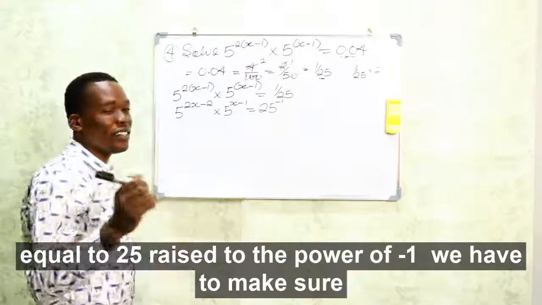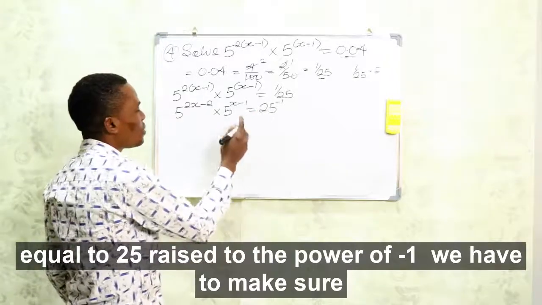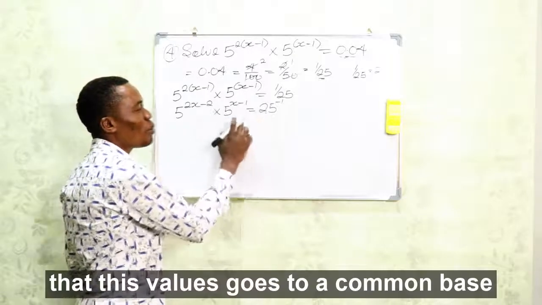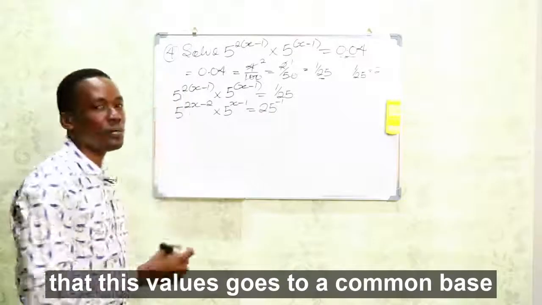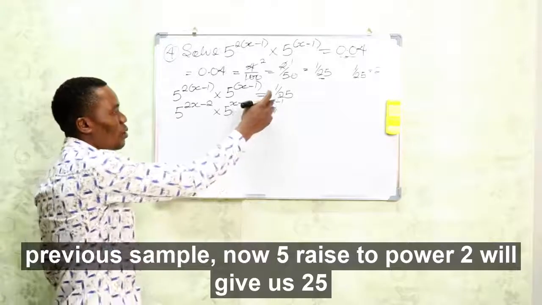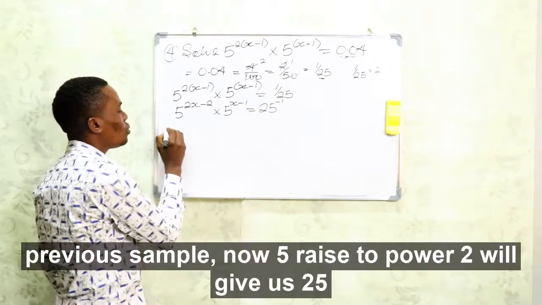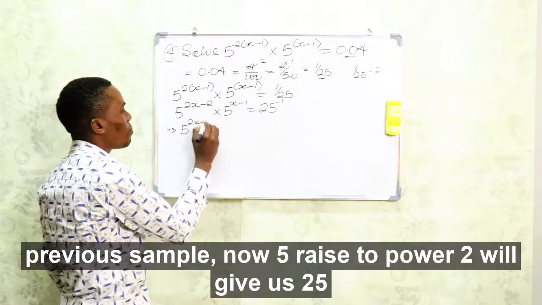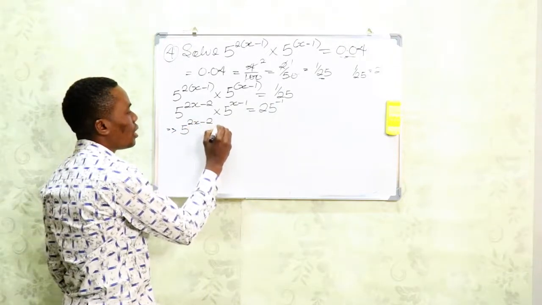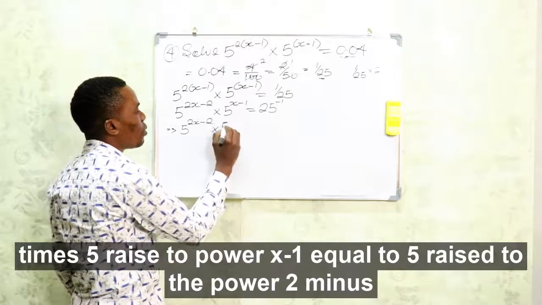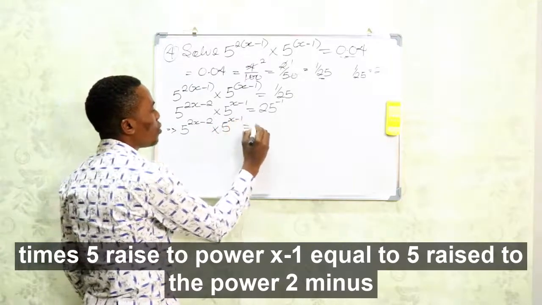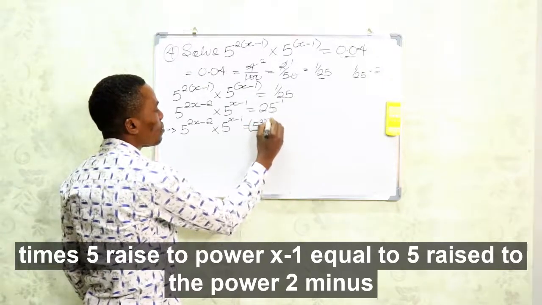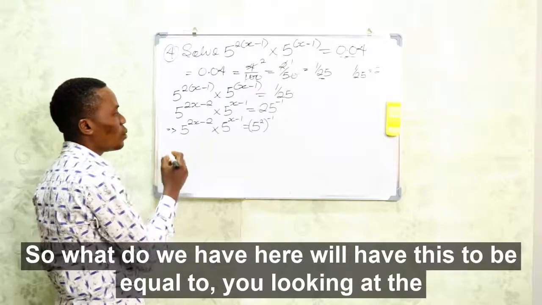Now remember, for 25 raised to the power minus 1, we'll have to make sure that these values go to a common base. Recall what we did in our previous sample. Now 5 raised to the power 2 is going to give us 25. So this will now be equal to 5 raised to the power 2x minus 2 times 5 raised to the power x minus 1 equal to 5 raised to the power 2, all in bracket, minus 1.